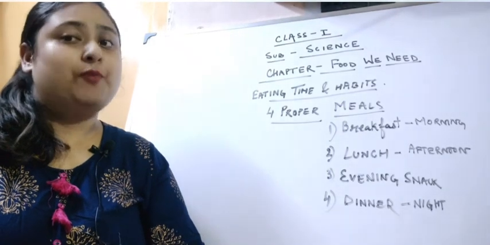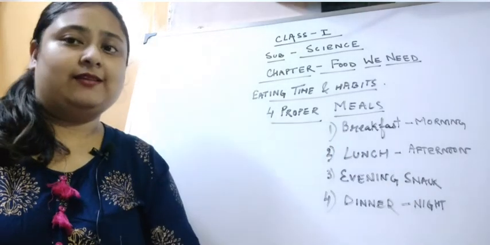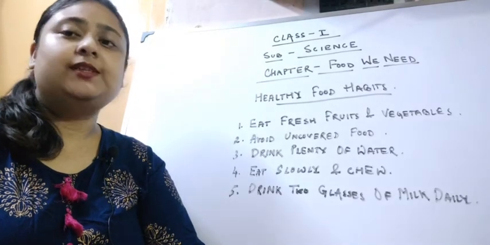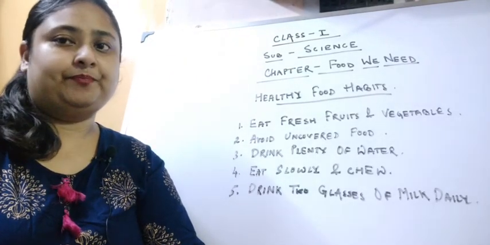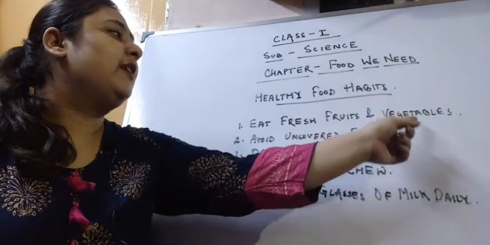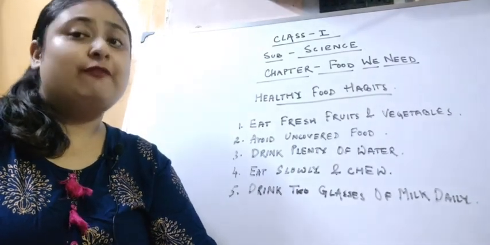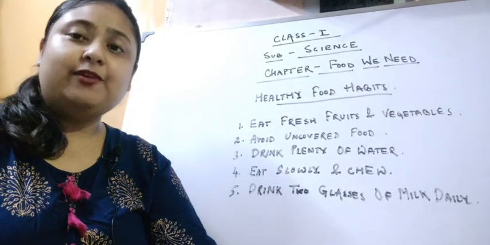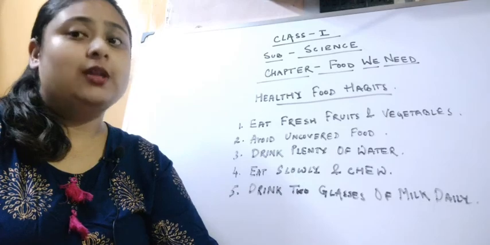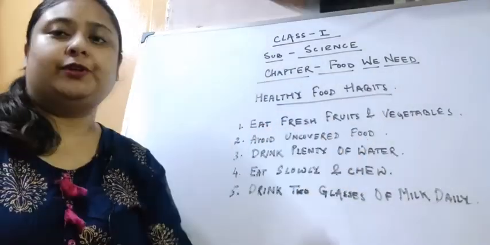Always maintain the proper time of having dinner, lunch, breakfast and evening snack. Never skip the breakfast. Now children, let's learn about some healthy eating habits. Number 1 is eat fresh fruits and vegetables. Children, always remember to eat fresh fruits and vegetables. Never eat already cut fruits and vegetables. You may fall sick.